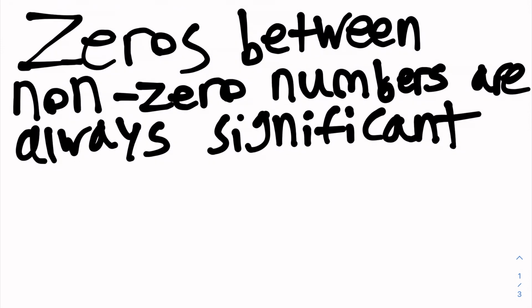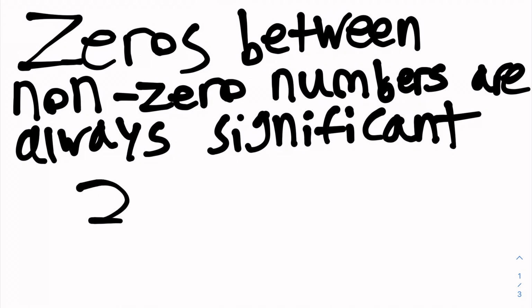Now that we looked at non-zero numbers, you guys might be wondering, well, what about zeros? Are they significant or not? Don't worry, because now the next 3 rules will focus on exactly that. So, rule number 2 is zeros between non-zero numbers are always significant.